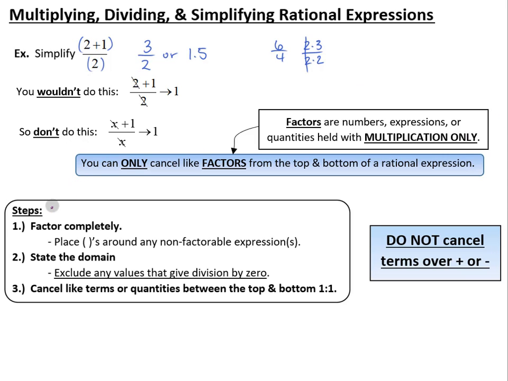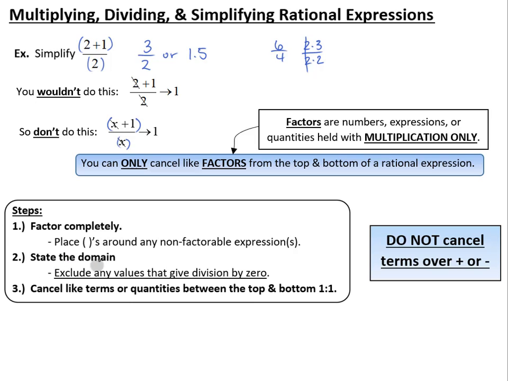Okay, so here are some steps we're going to use, and these will be repeated on the next pages. The first thing we want to do with these rational expressions is factor the top and bottom completely. If you cannot factor them, place parentheses around any non-factorable expressions. So for instance, x plus 1 up here, in this example, I would have wanted to put parentheses around it and think of that as its own factor. x plus 1 is a factor, x is a factor, they do not match, so we cannot cancel them.